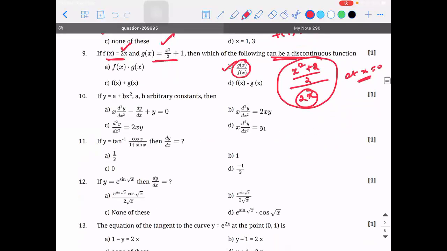Do it. Let's do the 11th one. Do it faster. It's based on inverse trigonometry. y is equal to tan inverse of cos x divided by 1 plus sin x.